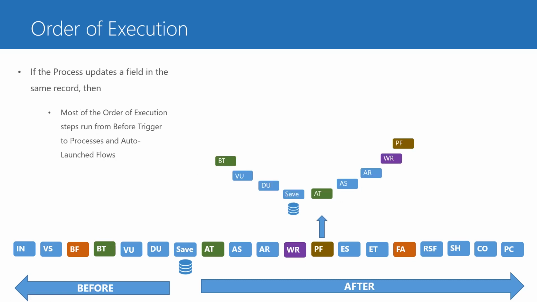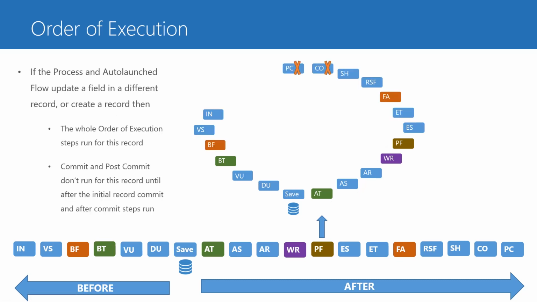Going forward, if the process updates a field in the same record, then most of the order of execution steps run from before trigger to processes and auto launch flow. So let's say that at the bottom we have the initial record that started this execution. On the process step, this updated a field on the same record. What would happen in this case? In this case, we rerun the before trigger up to the process step. So all of these steps would run again.